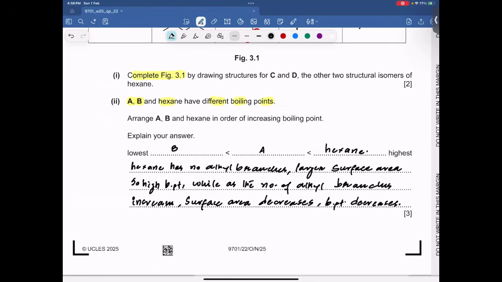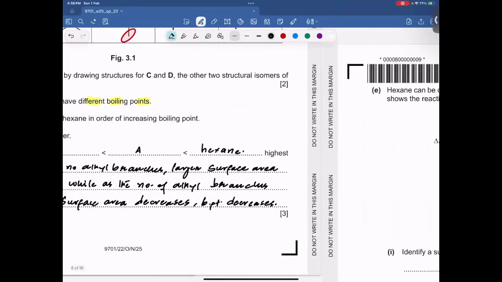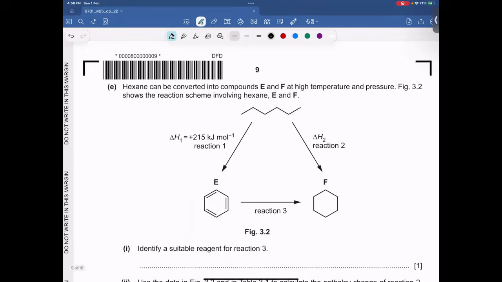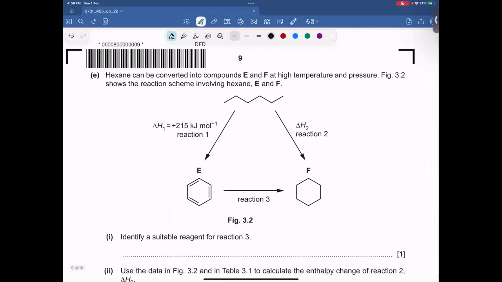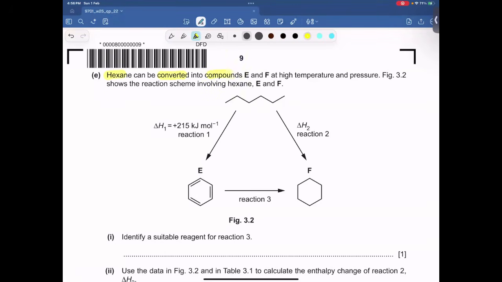Let's move on to the next part of the question. Hexane can be converted into compound E and F at high temperature and pressure. Okay. The figure shows the reaction involving hexane, E and F. So enthalpy change of delta H1 is given, but enthalpy change of delta H2 is not given. Delta H3 enthalpy is not given.